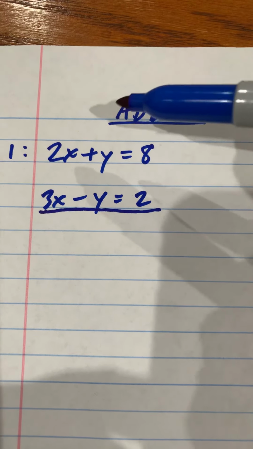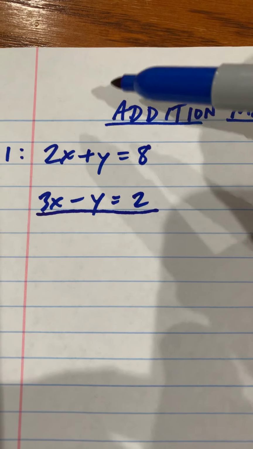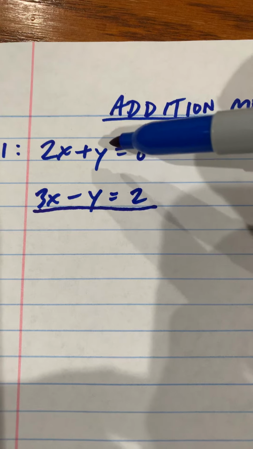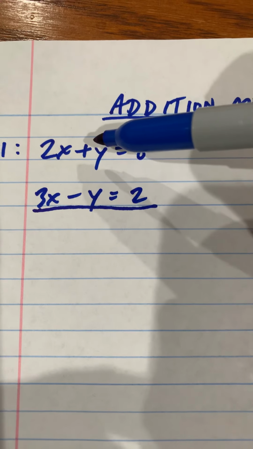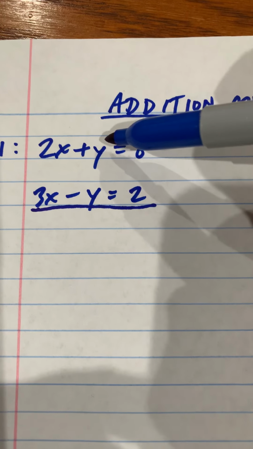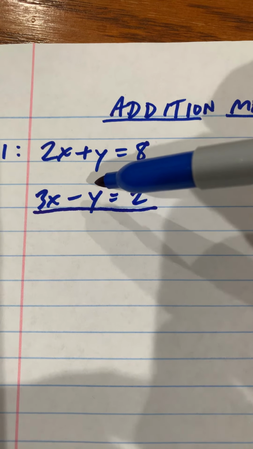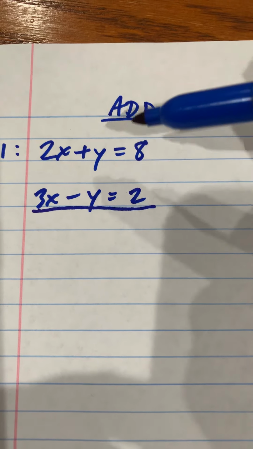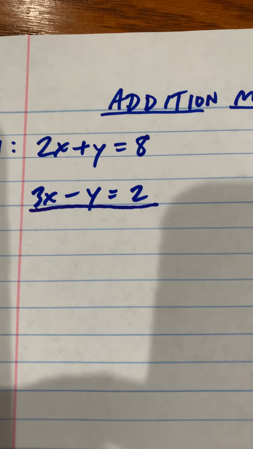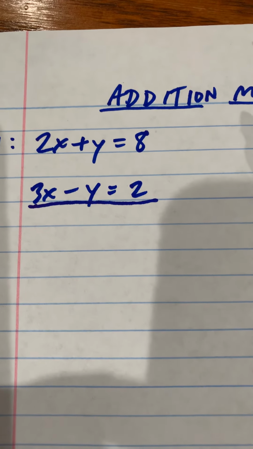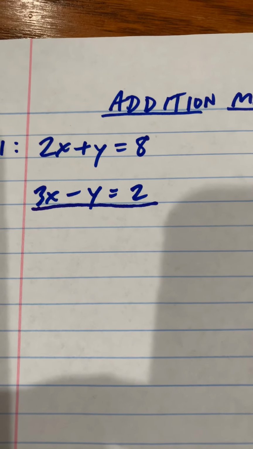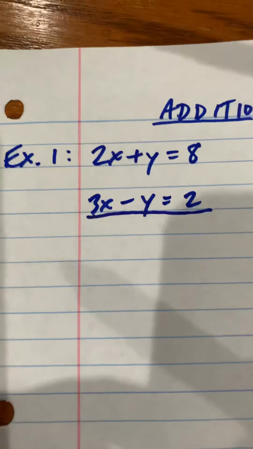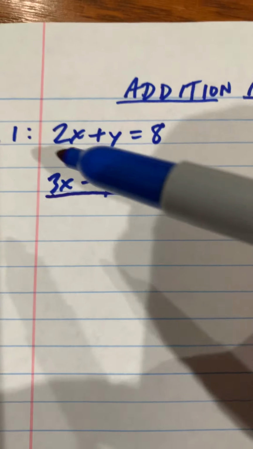We want one of the variables, in this case our y variable, in each equation to be a positive of that and a negative of that. So we have a positive 1y and a negative 1y. Remember, we cannot solve an equation if there's two variables, so we actually want one of these to cancel out. Let me show you how this works.